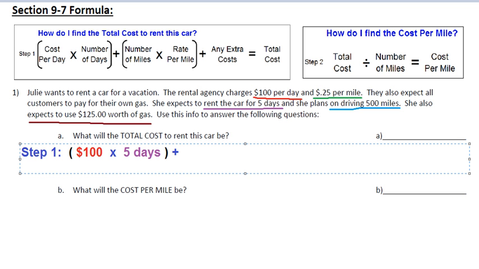So now let's set up the next set of parentheses. What is the number of miles that she plans on driving? Well, she's done the math for everything that she wants to do and see, and she expects to be driving in that car 500 miles. All right, and we're going to multiply that times the rate per mile, which is 25 cents. All right, 25 cents per mile. Last thing we need to do is add in any of the extra costs that Julie might have. And the one extra cost that we know she's going to have is gasoline. She's going to have to pay for her own gas. So we've got a lot right there. Let's take out our calculator and get to work.